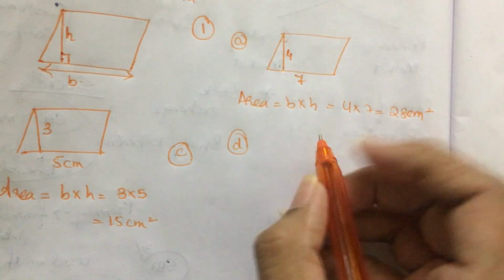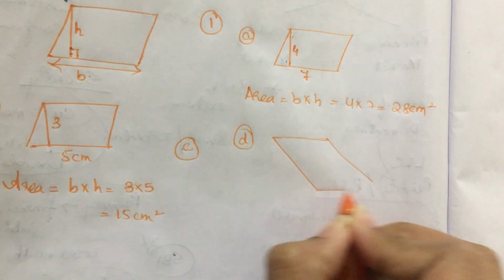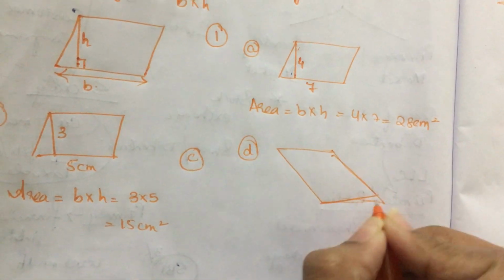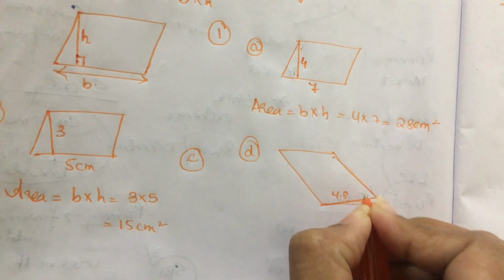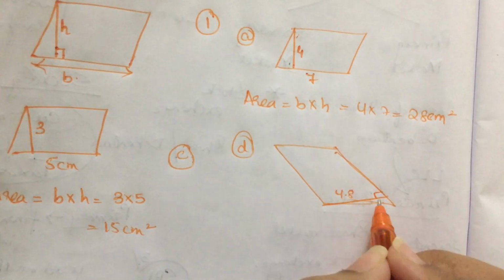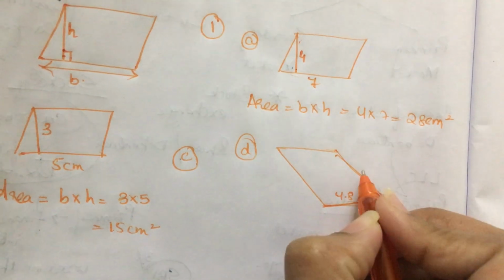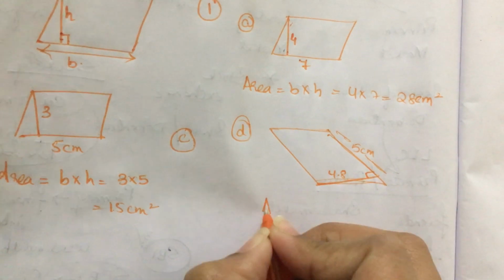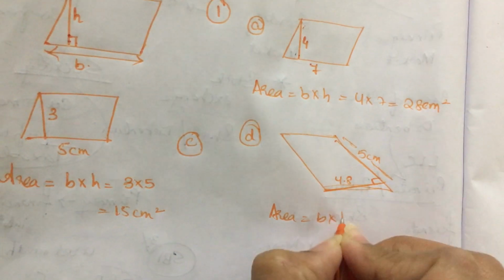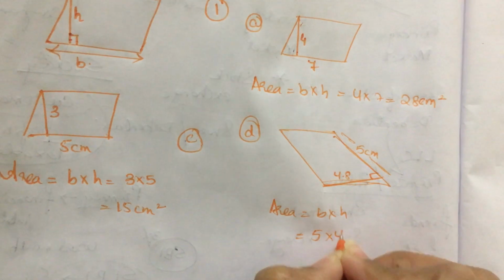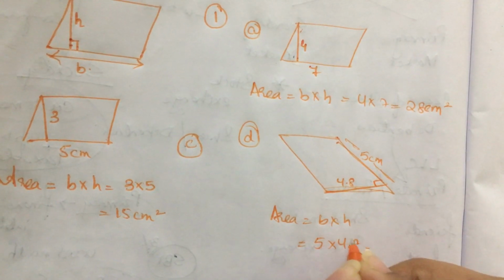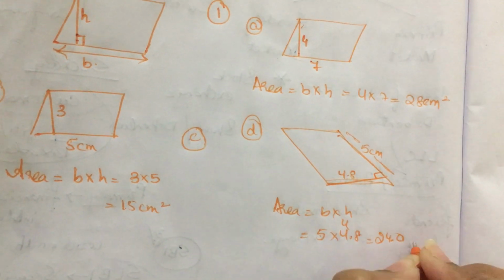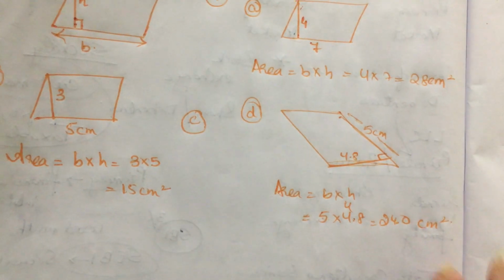Let's do D. In D they have given a shape which is moved on the other side, and they have given that this height is 4.8, and here they have made a small square. That means this is the height and this is the base. So the area is base times height, and the base is 5 and the height is 4.8. So 5 eights are 40, 5 fours are 20, so 24.0 centimeters square will be the units for it.